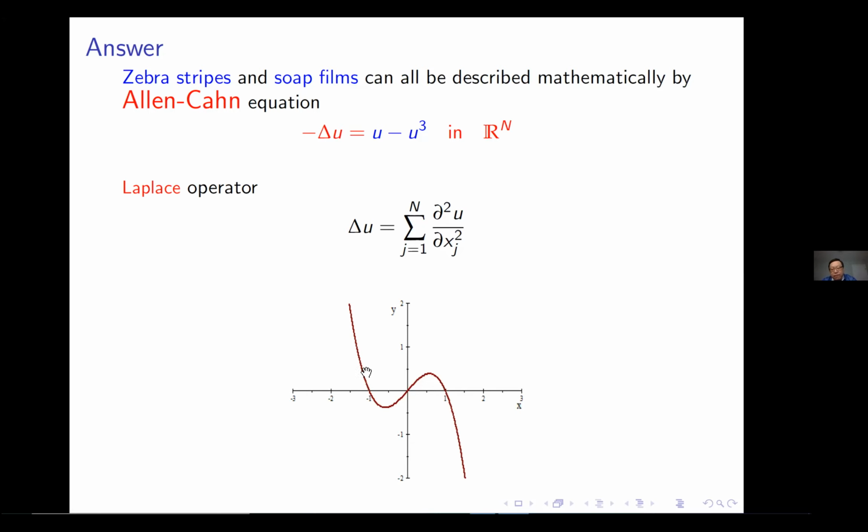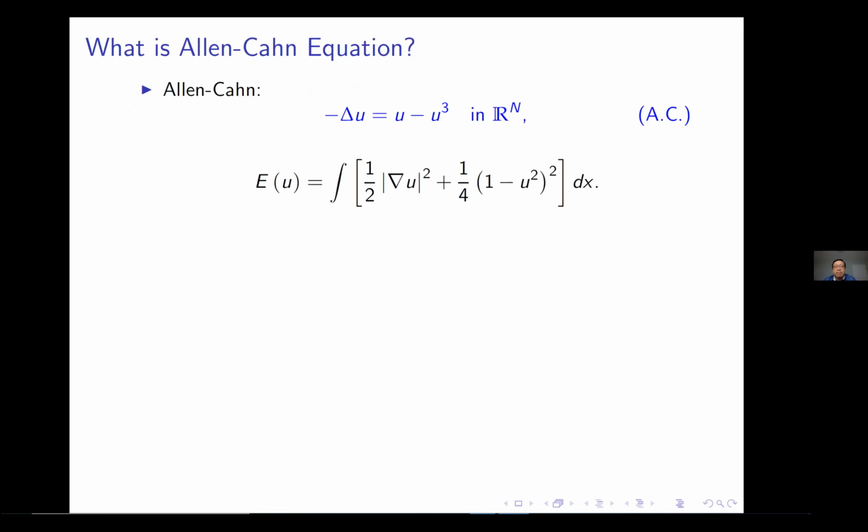You have three zeros: minus 1, 0, and 1. It changes sign, so this is a bistable nonlinearity. This is the equation we are going to study today, called the Allen-Cahn equation. So what is the Allen-Cahn equation? It can be considered as the Euler-Lagrange equation of the so-called Ginzburg-Landau functional.